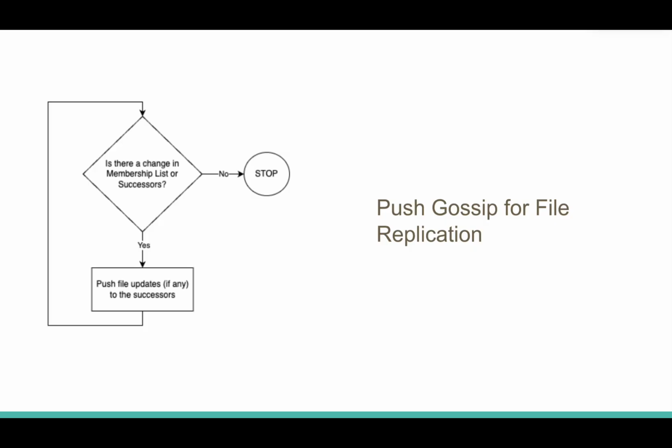Now let's have a look at how the re-replication works in the background. In order to re-replicate, there is a push gossip that runs in the background that gets triggered every time the membership list or the successors of the current node changes. Whenever there is a change of successors, it checks if it is the primary replica for some of the files, and then it would send these updates to its new successors.